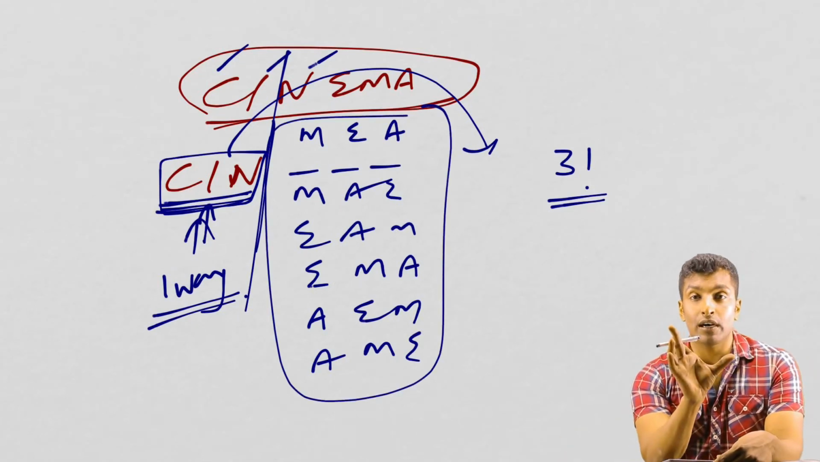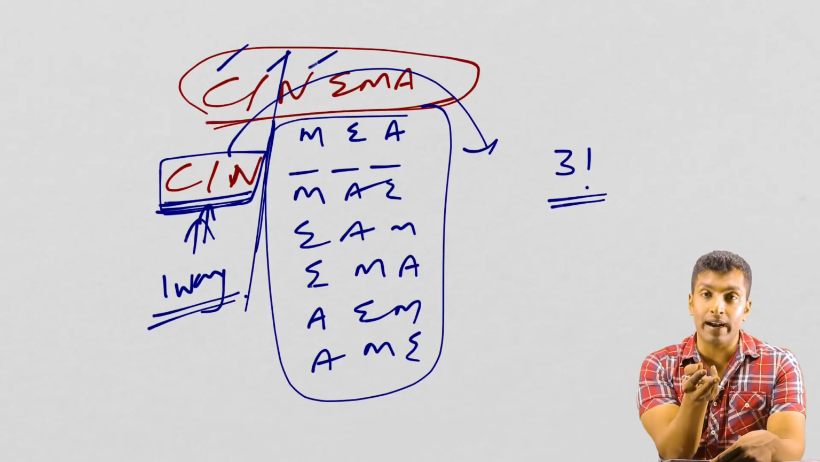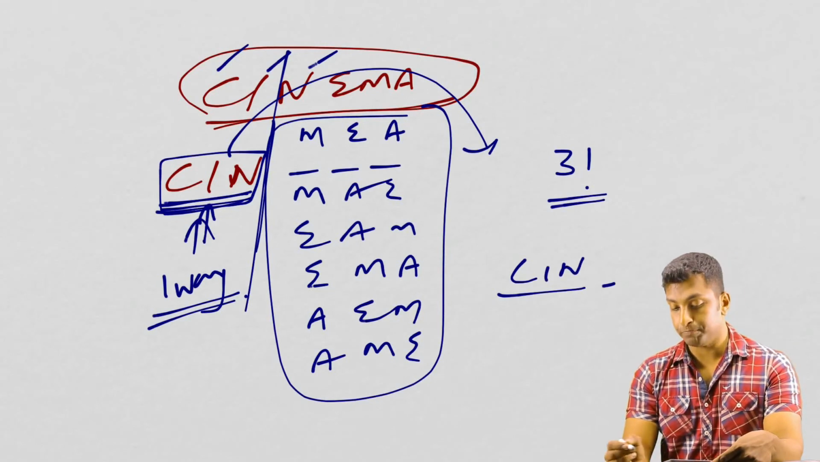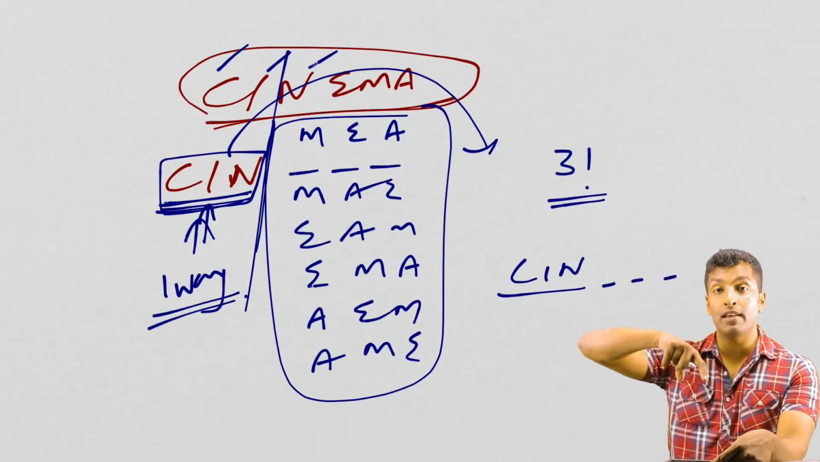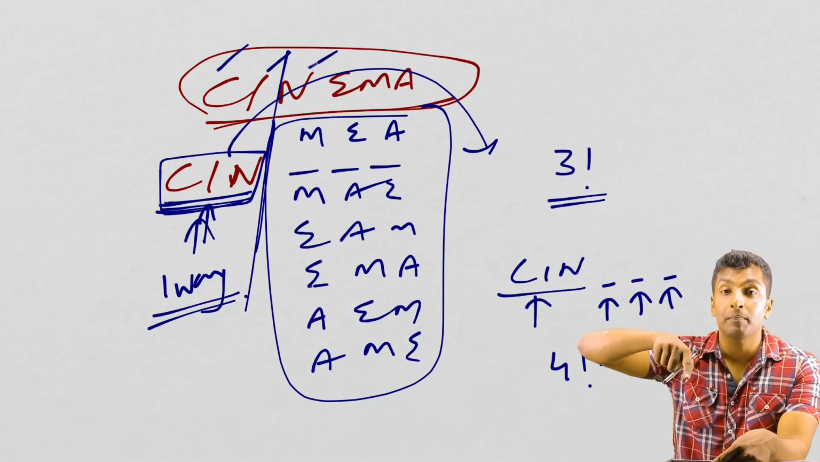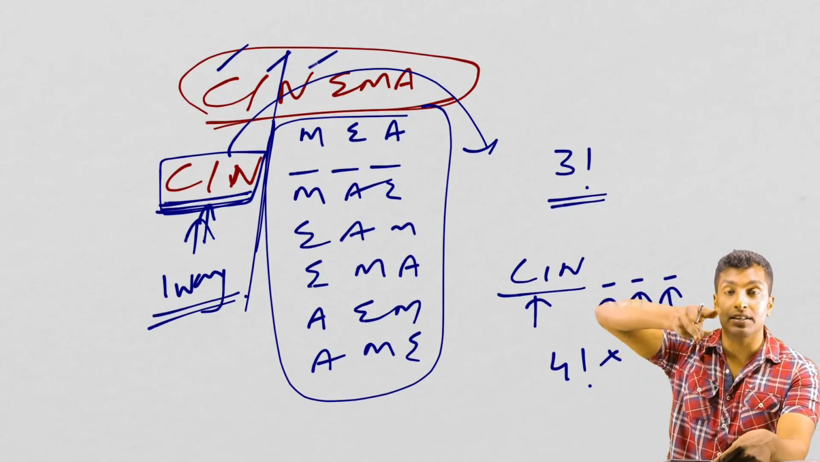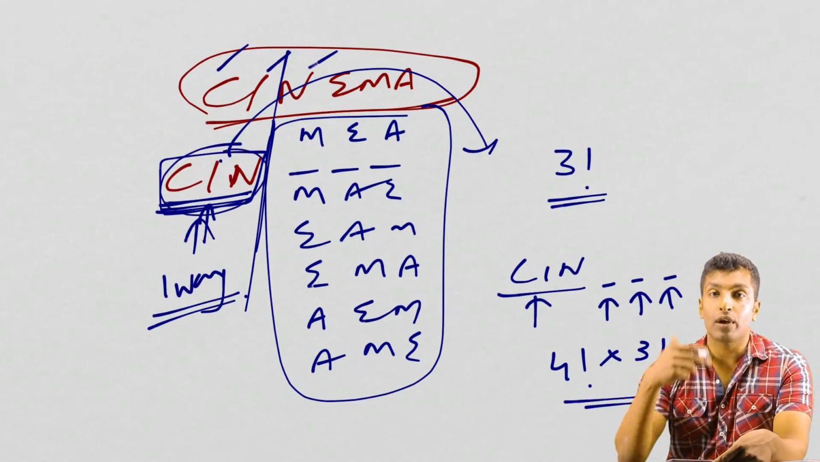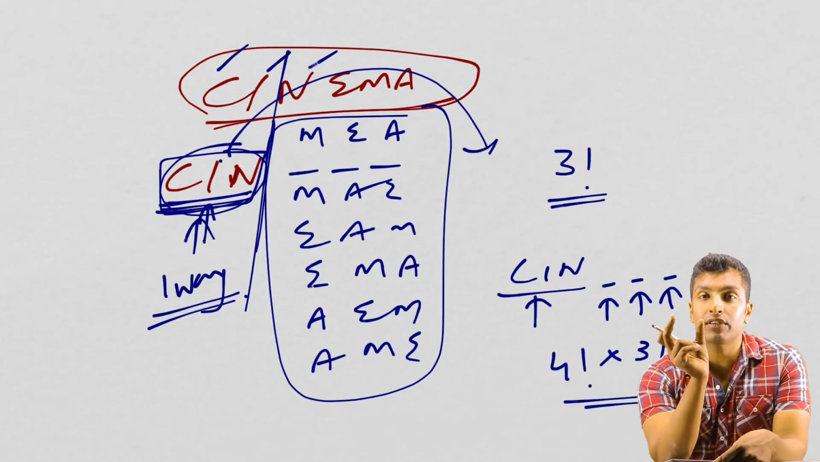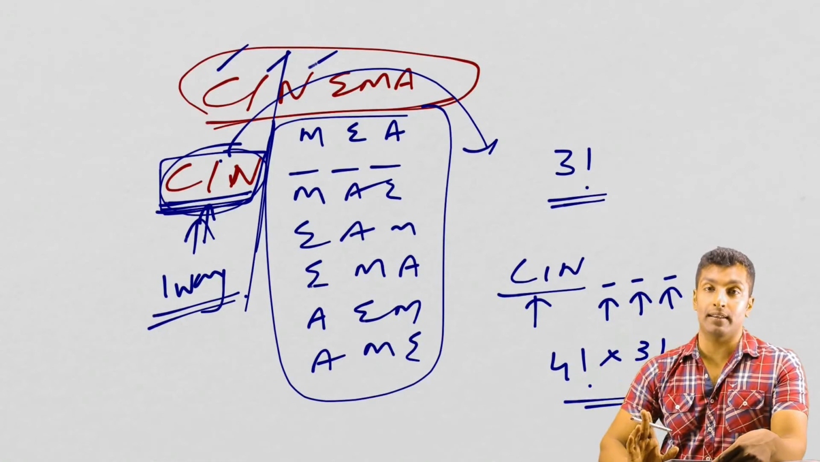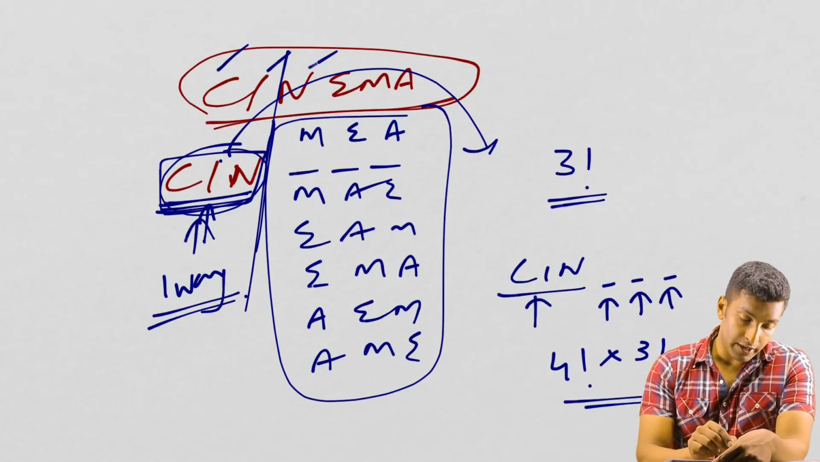But if the question was CIN is always together, then it is different, right? CIN is together means you will consider CIN, then 3 places. Then the CIN can be together even if it is at the end also. Then you will consider this as one entity, this is second, this is third, and this is fourth. So 4 factorial ways. Then within CIN, there are possibilities of INC, NIC, etc. So that can be done in 3 factorial ways. But that possibility is not available here. So I hope this is clear for all of you, right? So starting with CIN is completely different to CIN is always together. Okay, so that is what we need to discuss.